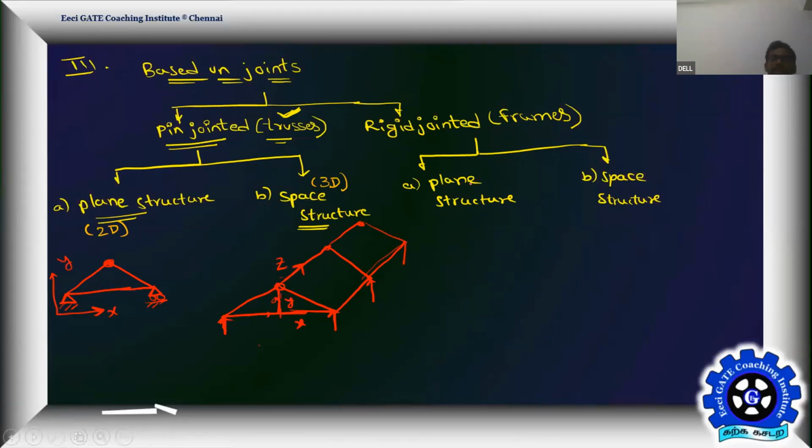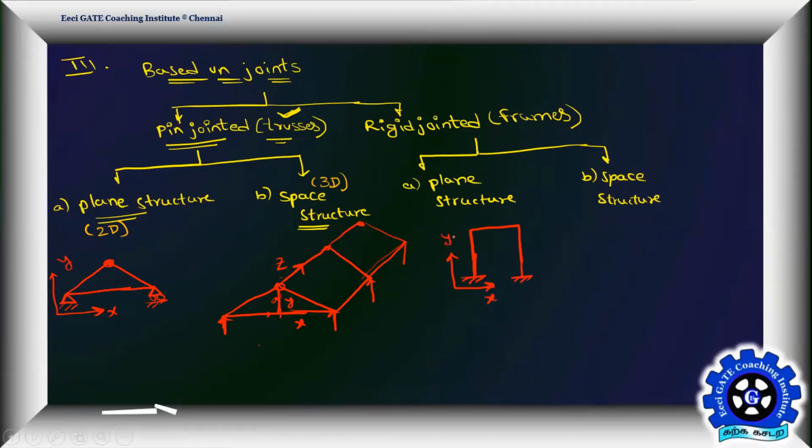When I say rigid jointed planes, I'm talking about rigid jointed. All the joints are connected with rigid, like this. This is the rigid. These are the rigid. Now tell me, is it 2D or 3D? This one. 2D, sir. That's why it is a pin joint. Plane means 2D.